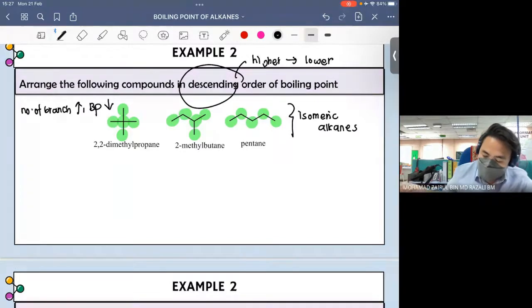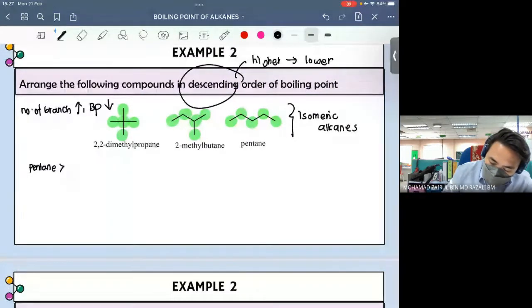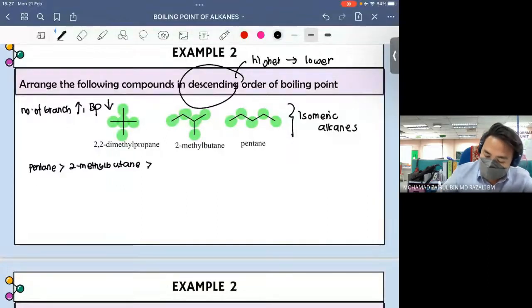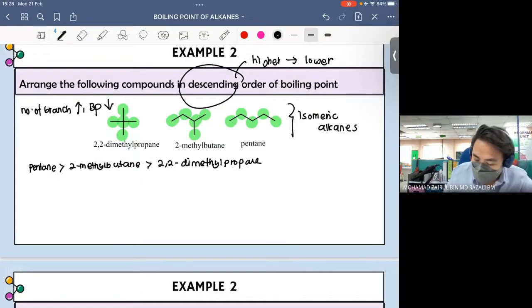have higher boiling point compared to 2-methyl butane, because 2-methyl butane kita hanya ada satu je branch. And then the lowest boiling point adalah 2,2-dimethyl propane. Reason dia sebab apa? Sebab 2,2-dimethyl propane dia ada 2 branch. So descending order of boiling point. Okay.